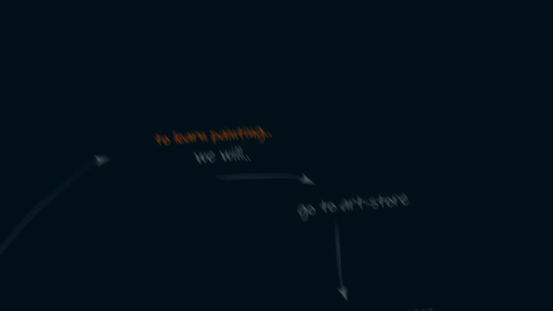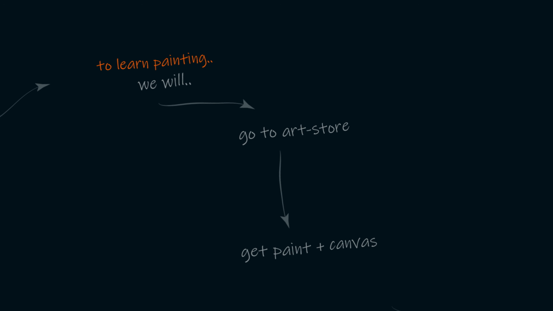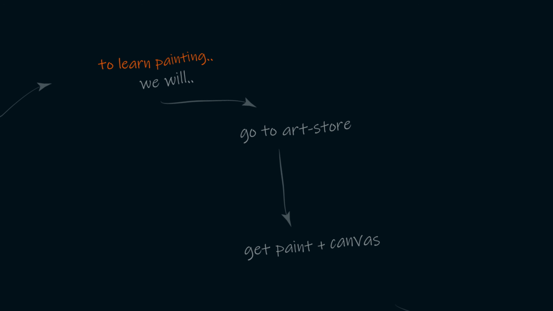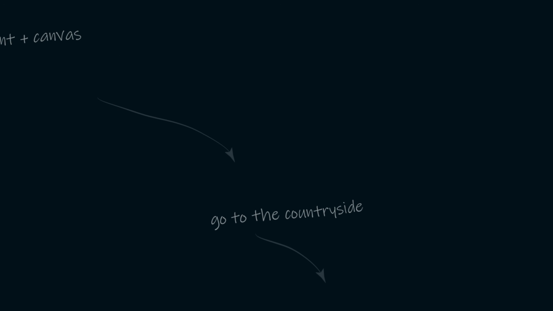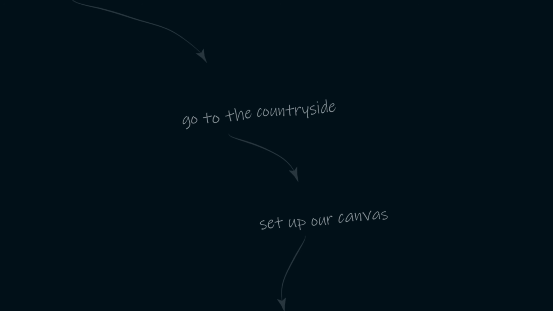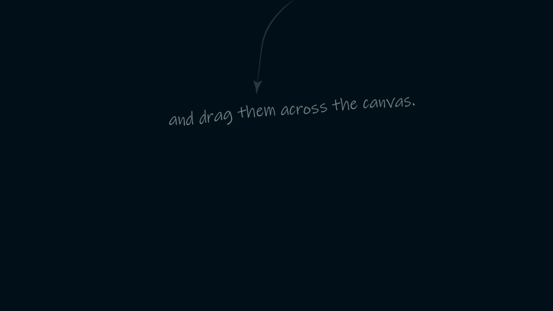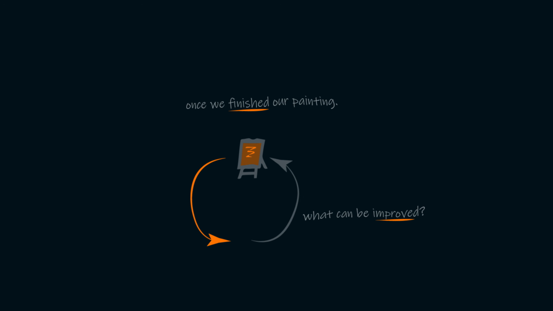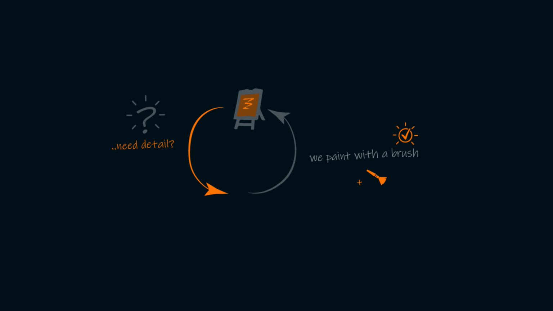We'll still go to the art store, we'll buy some paint and canvas, but this time that's all we'll buy. We'll take a trip to the countryside, set up our canvas, dip our fingers in the paint, and then drag them across the canvas and start trying to recreate our country landscape with the paint we bought. Once we finished our painting, we'd look at the canvas and then learn that our fingers didn't quite let us get the detail of the trees and the grass.